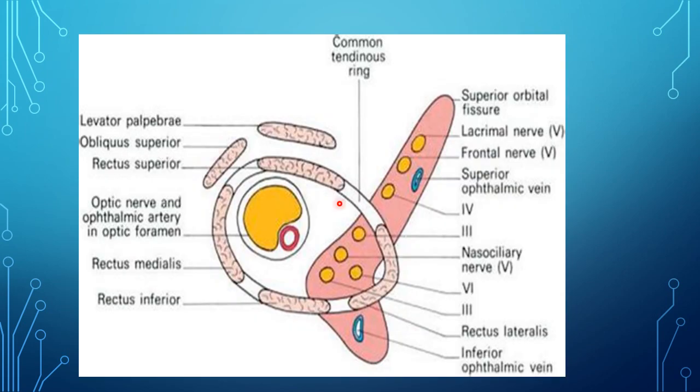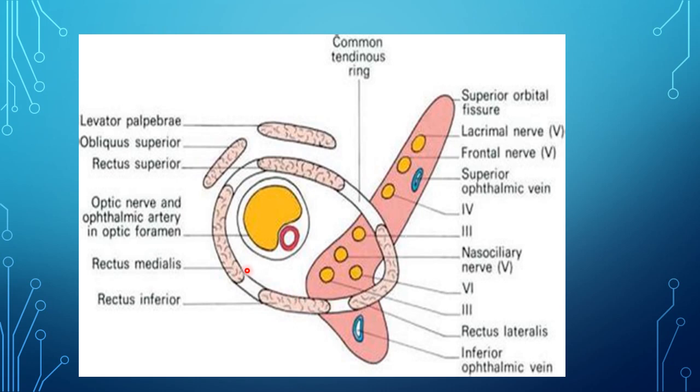What we are seeing here is the superior orbital fissure. See this triangular area is the superior orbital fissure. The superior orbital fissure is divided into three parts: a lateral, middle and medial part by the common tendinous ring. You see this ring here? This is the common annular tendon or tendinous ring of Zinn, Z-I-N-N.